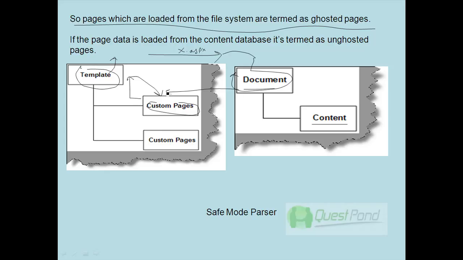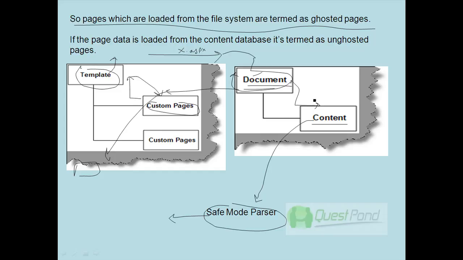Now if SharePoint finds an entry in the document table, it then moves towards the content table. From the content table, it loads the source code and gives it to something called a safe mode parser, which is basically a SharePoint page parser. This is a parser made by the SharePoint team to parse ASPX pages. It parses this page and then sends it to the client. So if it is a ghosted page, you will find no entry in the document table and it will use the file system. If it is an unghosted page, you will find an entry in the content database and it will be parsed by the safe mode parser.